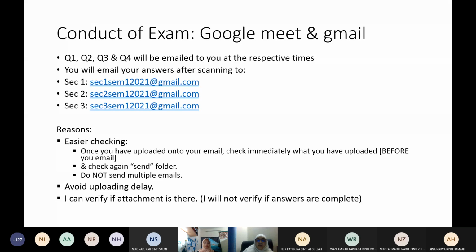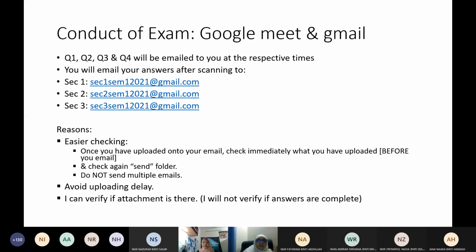This is what I wanted to share. We will use the Google Meet platform because I think for many of you, Google Meet is better than Zoom. I will have assistance in opening Google Meet, and in order to avoid the problems of uploading into Google Classroom and so on, I would prefer to go back to the old, primitive method of using email.